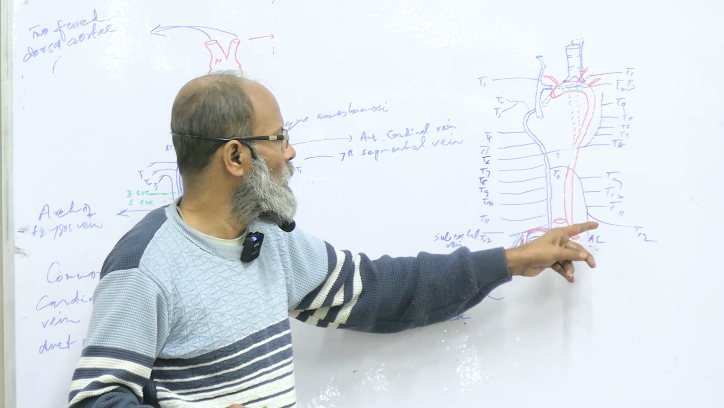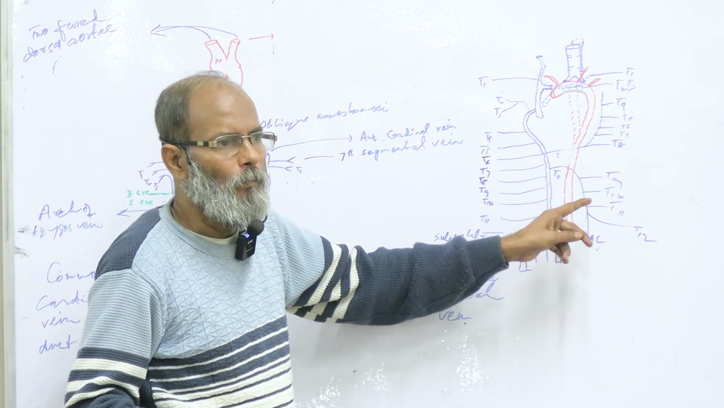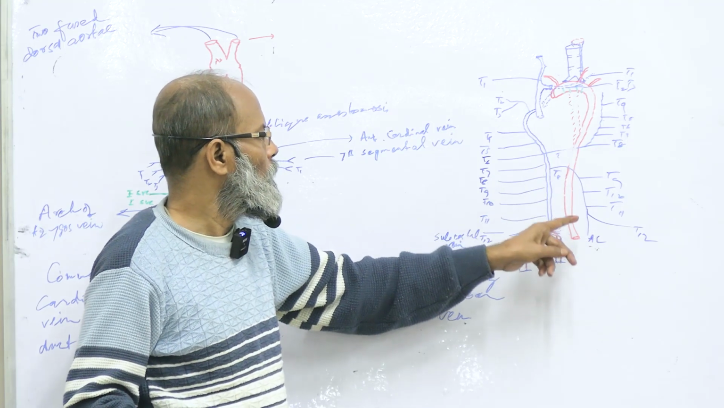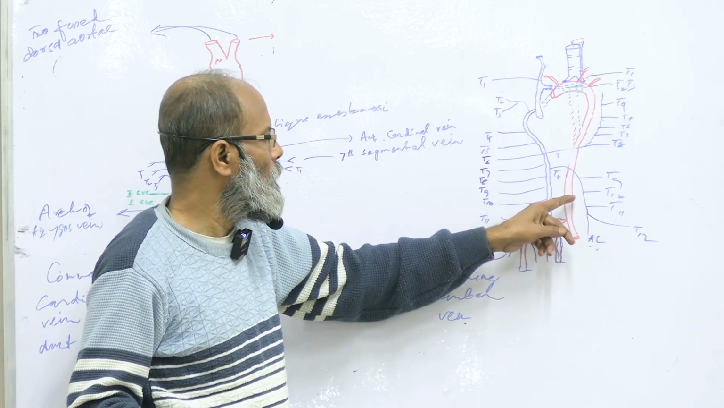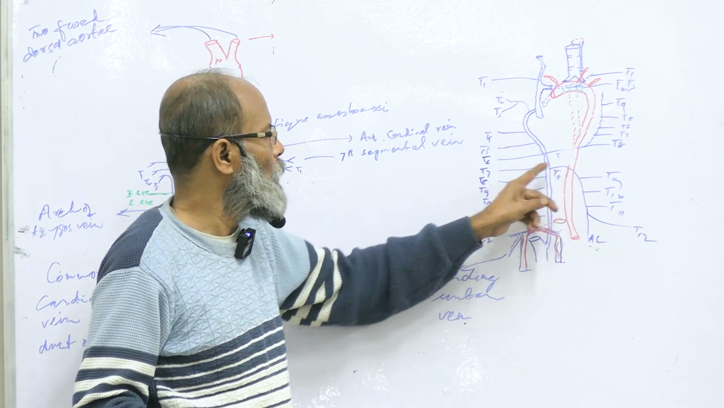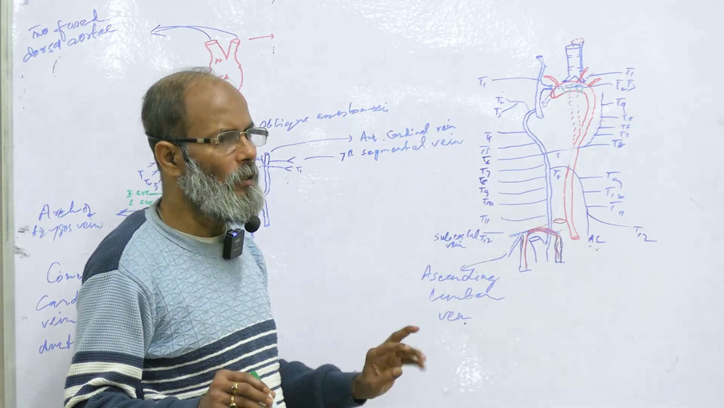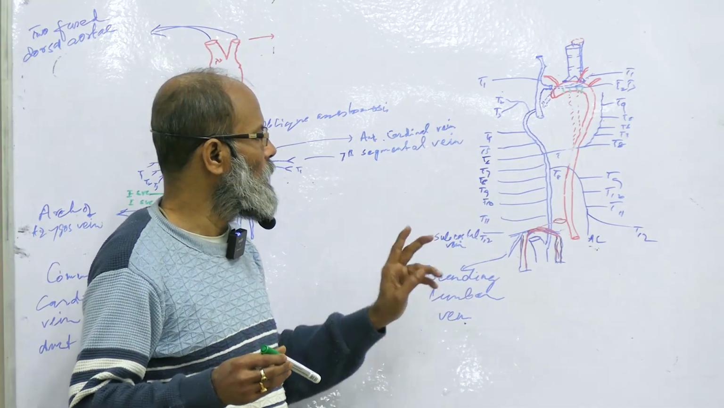Similarly, the 9th, 10th and 11th posterior intercostal veins join to become the inferior hemiazygos vein and join with the azygos vein at the level of T8. It joins with the azygos vein at the level of T8.